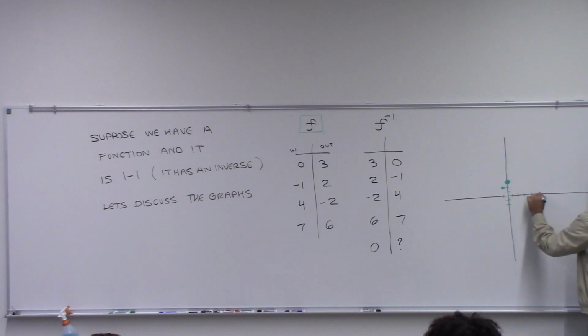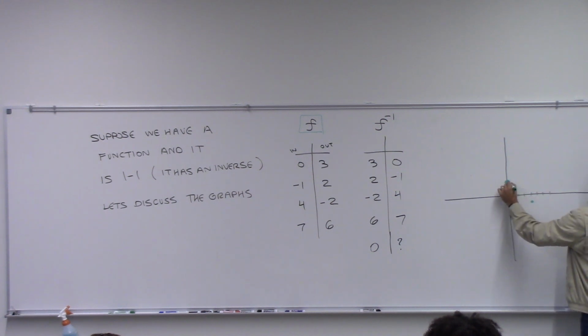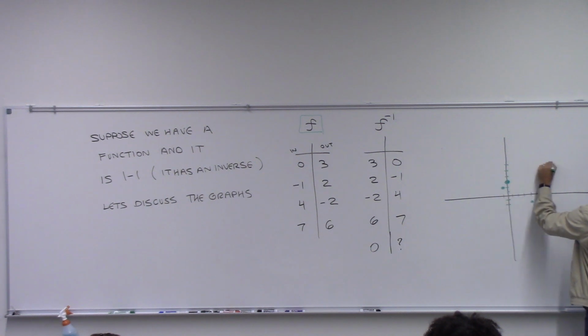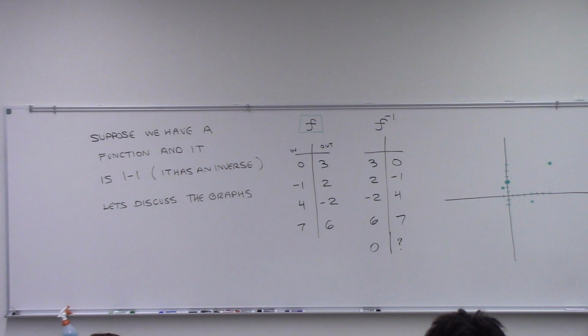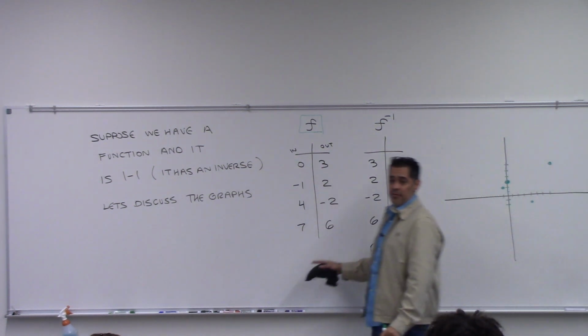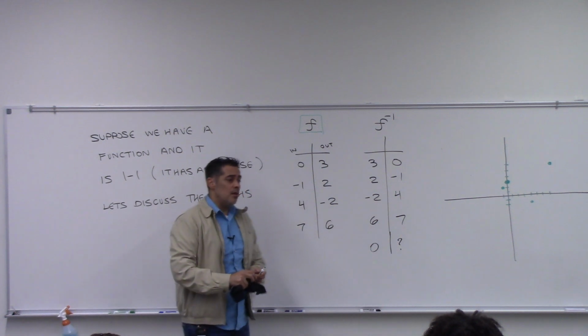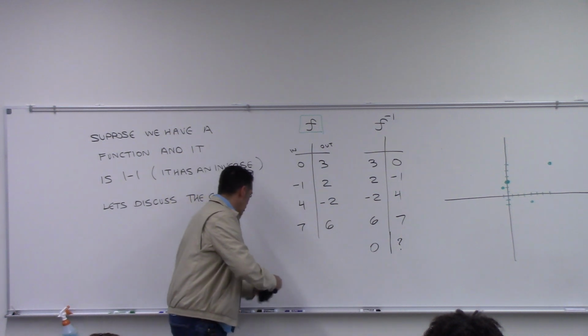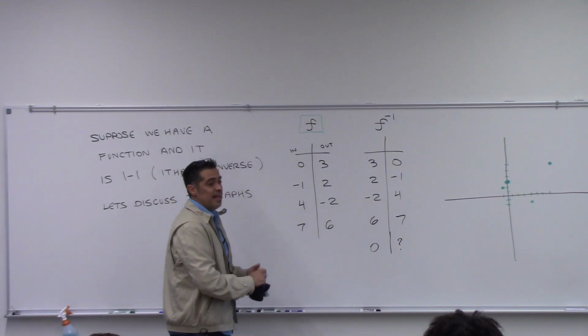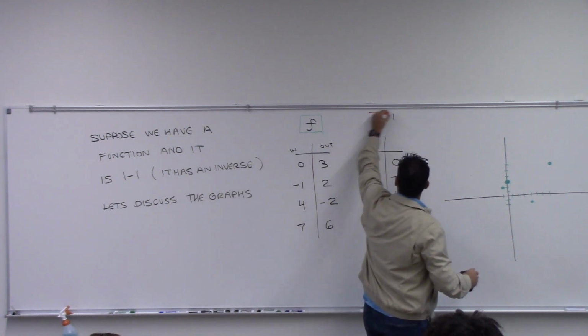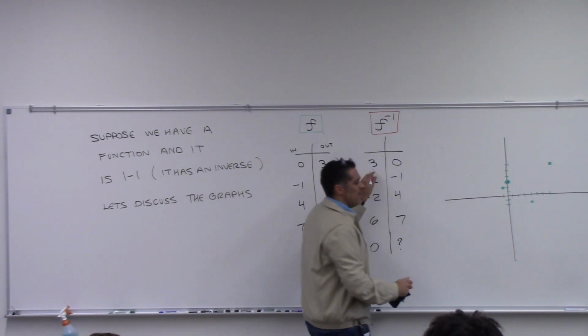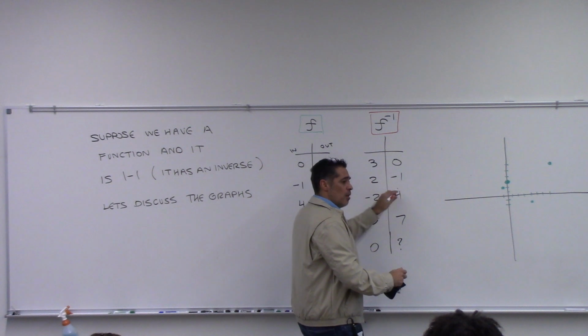And then 7, 6. So 4, 5, 6, 7. Here's 7. Go up 6: 1, 2, 3, 4, 5, 6. All right. Those are the 4 points I gave you that live on this function f. Now we're going to look at the 4 points that live on the inverse. So this is the x, this is the y. This is x, y, x, y, x, y.